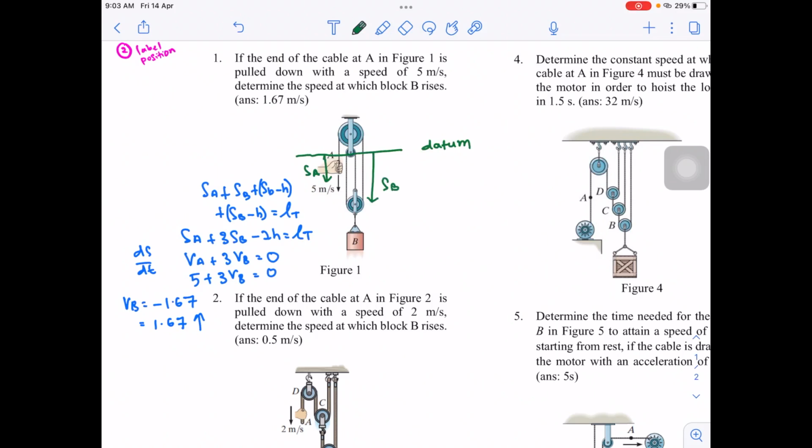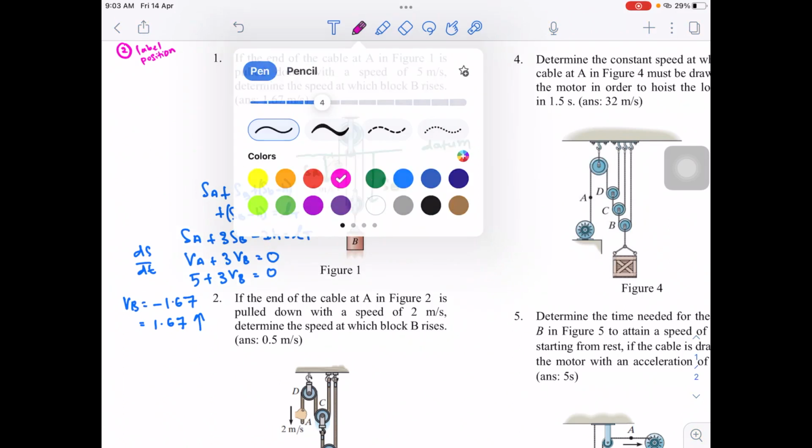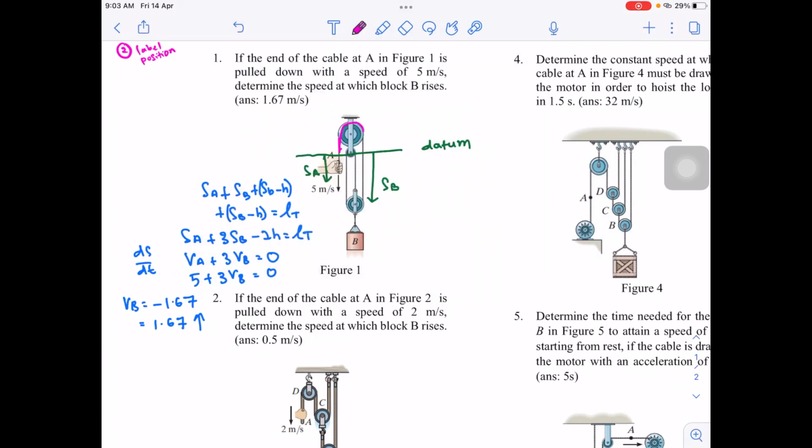Okay. Yang atas ni tak berubah. Yang ini tak berubah, semua ni unchanged length. Okay, so kita boleh abaikan. Yang ni pun sama. Unchanged. Okay, kalau tak datum kat situ, so lagi mudah lah.